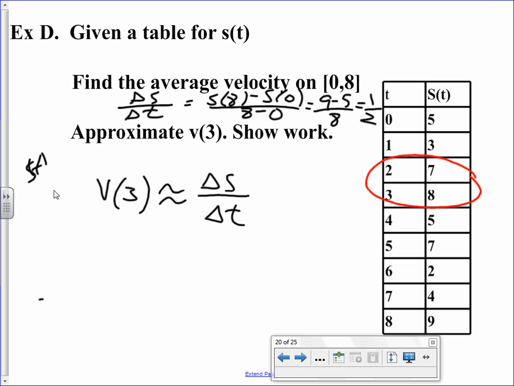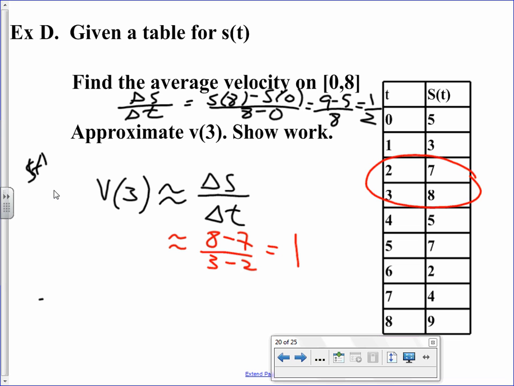So my possible choices, I could use change of position over change in time with the points (2, 7) and (3, 8). And in that case, my approximation would be position of 3, which is 8, minus position of 2, which is 7, over 3 minus 2. And that would give us 1. So 1 would be a good approximation for the velocity at 3.